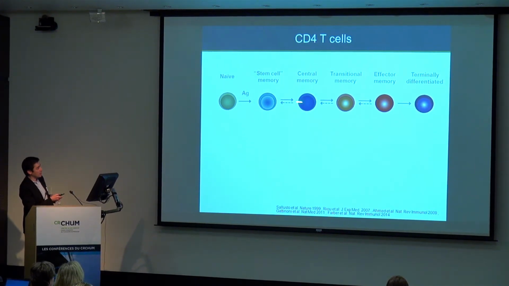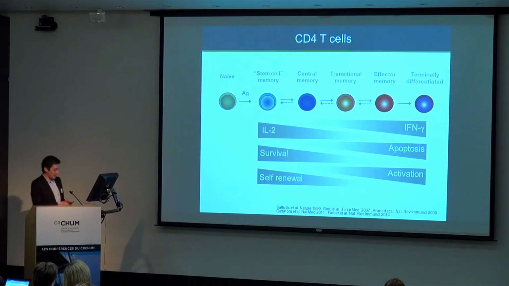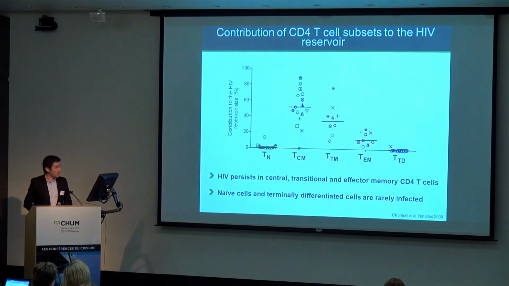We have this variety of memory CD4 T cells: those stem cell memory cells that have been recently discovered, the central memory cells that are long-lived, transitional memory cells that proliferate at low levels, and effector memory cells that have more effector functions. These are the different features of these cells, and as you can see, there is a kind of gradient in their capacity to produce cytokines, to survive, and to self-renew.